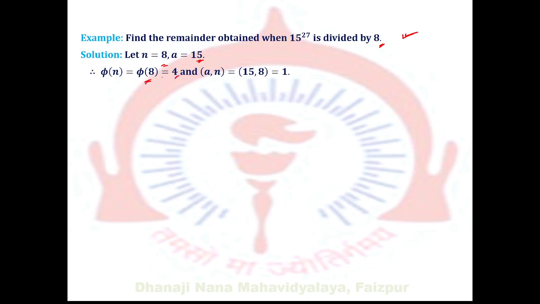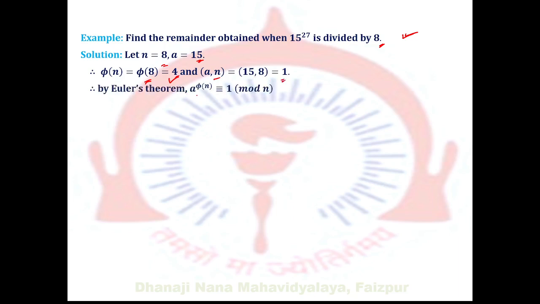Because we know that phi of 8 means it contains elements of Z dash, that is 1, 3, 5, 7, whose GCD with 8 is 1. So 1, 3, 5, 7, in all there are 4 elements, so phi of 8 is equal to 4. And here GCD of a and n is equal to 1. So here we use Euler's theorem.